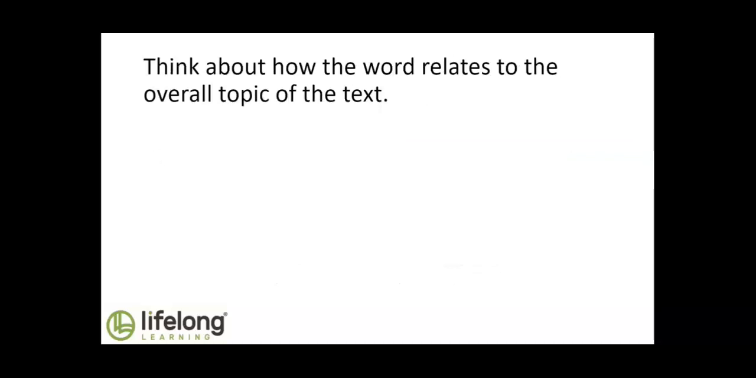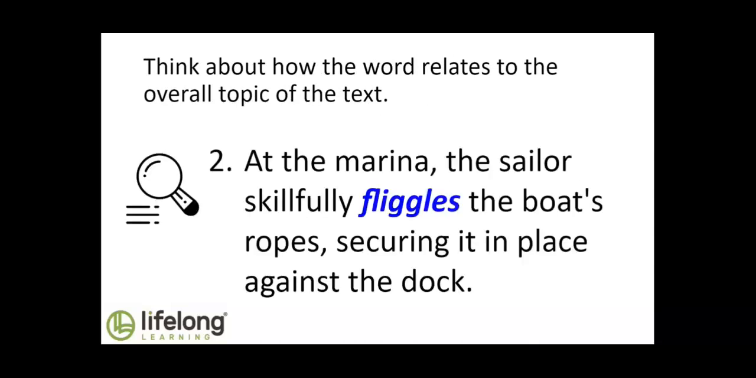The next thing we need to consider is thinking about how the word relates to the overall topic of the text. So let's look at the next sentence. At the marina, the sailor skillfully fliggles the boat's ropes, securing it in place against the docks. If we're thinking about how the word relates to the text, then we look at fliggles. In this case, the sailor is skillfully fliggling. That means this word can take a tense, so now we know that it's a verb. But what does it mean?